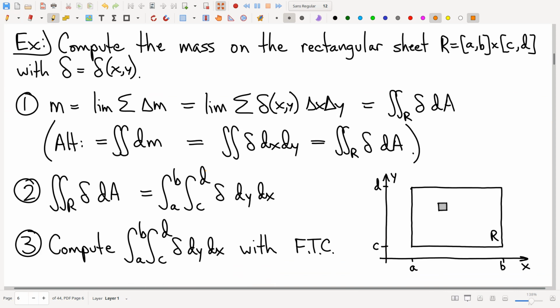Here's where we crashed and burned with iterated integrals. This density right here is mass per unit area. Iterated integrals would have you write down mass per unit area times length. Again, not a thing. How do you deal with that? That doesn't make any sense.